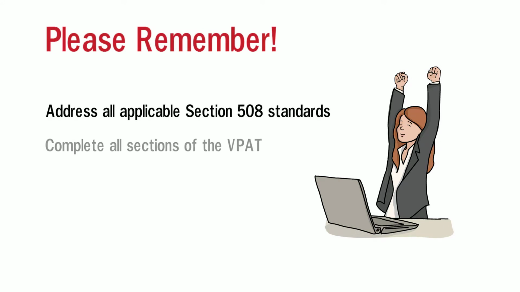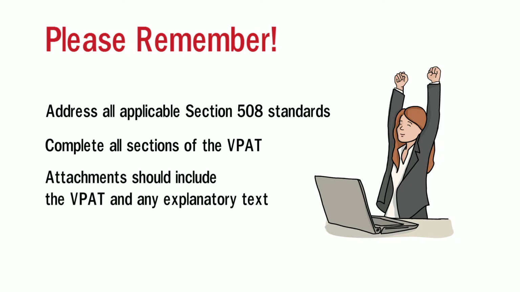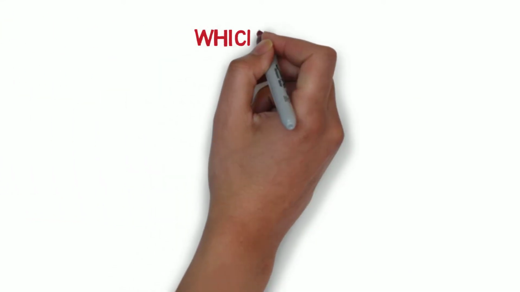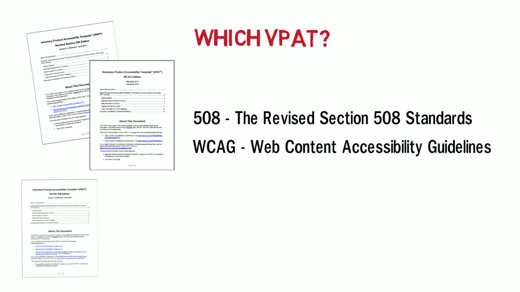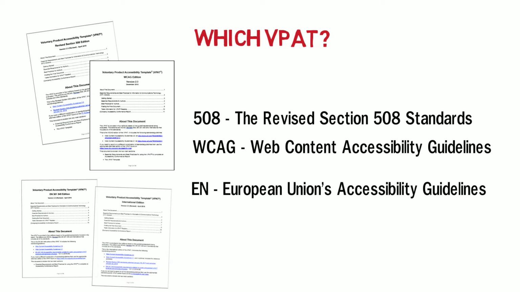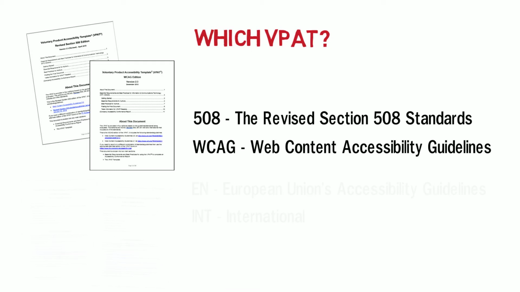All sections of the VPAT should be filled in completely, including conformance levels for evaluation criteria, as well as the remarks and explanation section. Make sure your attachments include the VPAT and any pertinent 508 compliance explanatory text. Review your submission to determine and confirm which version of the VPAT is being used. Make sure you are using the current edition of the VPAT, and note that CMS only allows these two VPAT versions of the four available: 508, the revised Section 508 standards, and the WCAG, the Web Content Accessibility Guidelines.